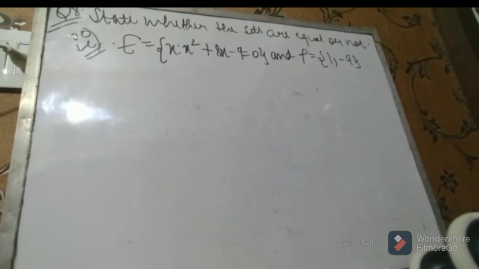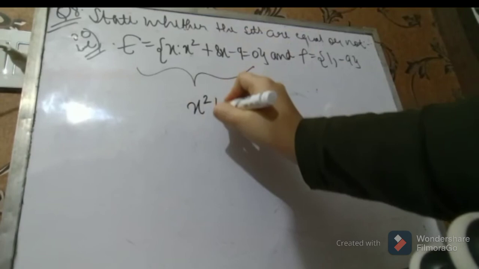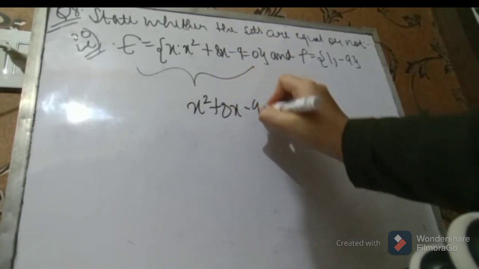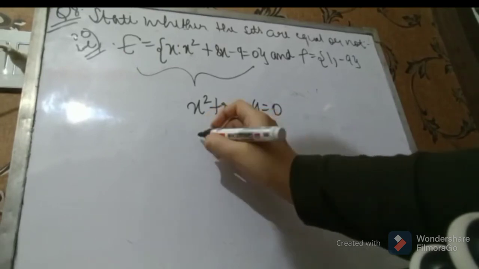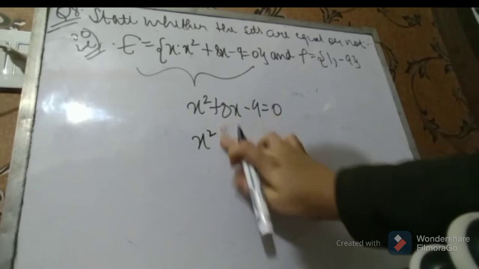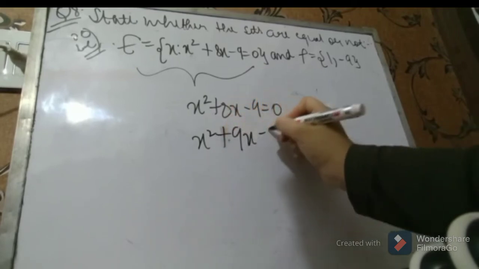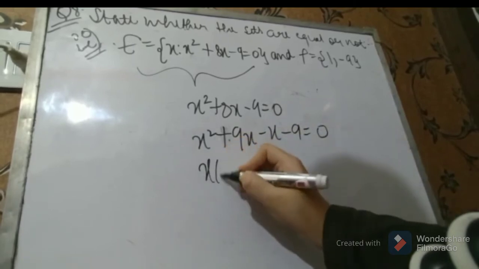E is equal to x such that x square plus 8x minus 9 is equal to 0. So first let's solve the set, that is x square plus 8x minus 9 equal to 0. So product is minus 9, sum is 8, right? So x square plus 9x minus x minus 9 is equal to 0.